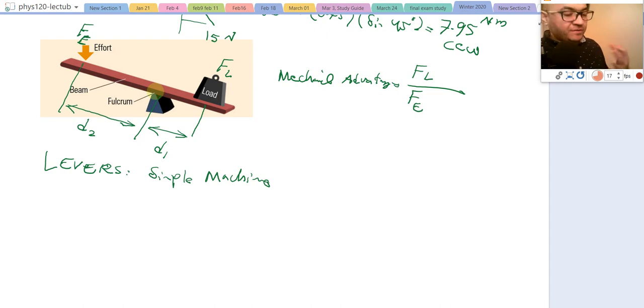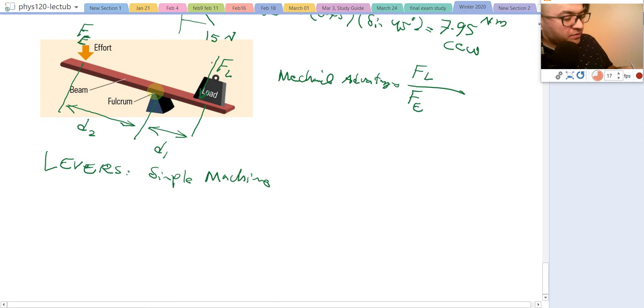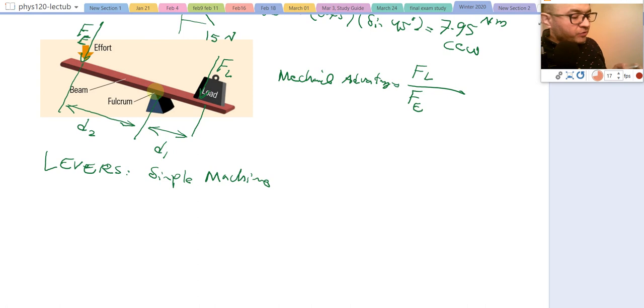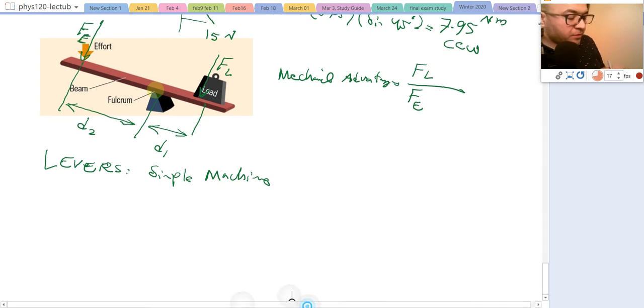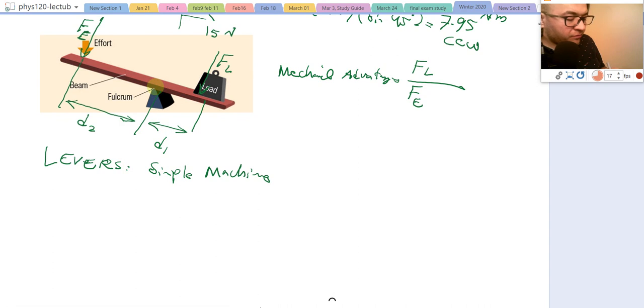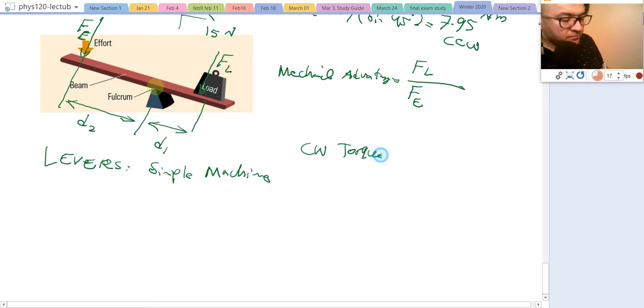If you look at this picture, the force of load looks like this, right? F of L is going down. F of E, the same thing, is going down like this. If you have F of load and F of effort, I put them such that they are vertical. Right now they are not vertical. You can say F of load times D1. Remember, these two are perpendicular together. So how much clockwise moment do I have? Clockwise torque is equal to F of L times D1.